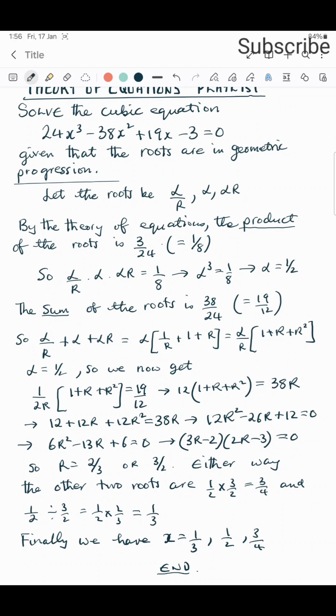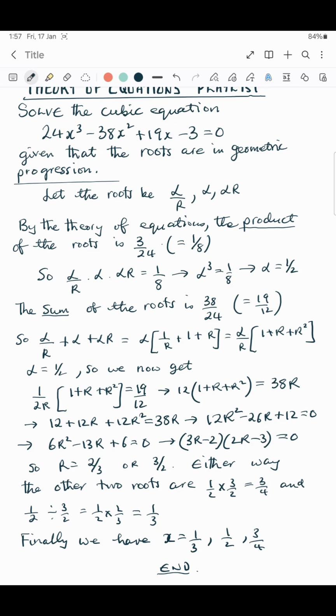Right, continuing with our Theory of Equations playlist, and this time we want to solve the cubic equation 24x cubed minus 38x squared plus 19x minus 3 equals 0, given that the roots are in geometric progression. That last bit is to give us a little bit of help.